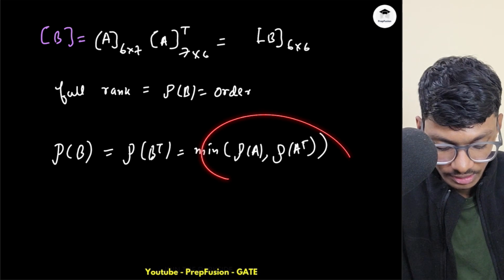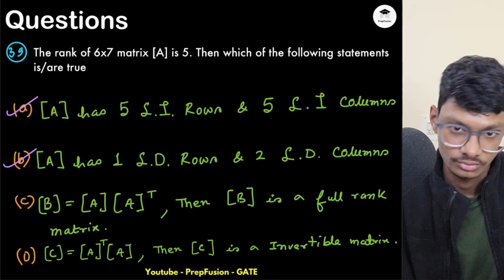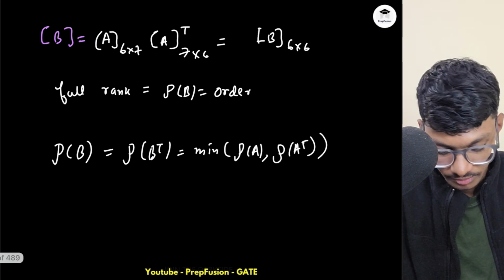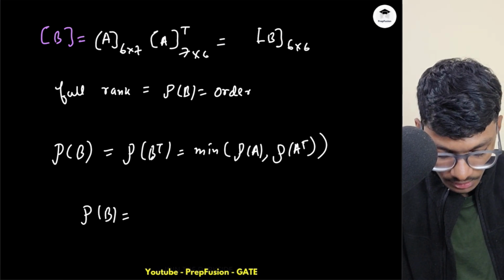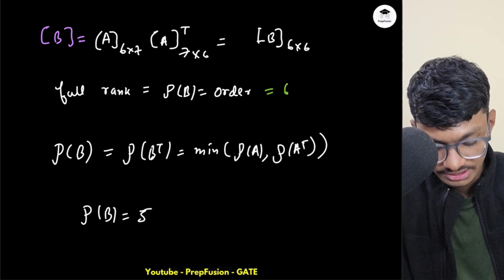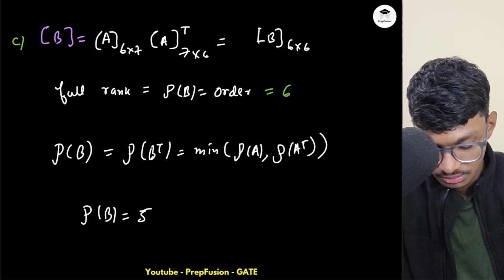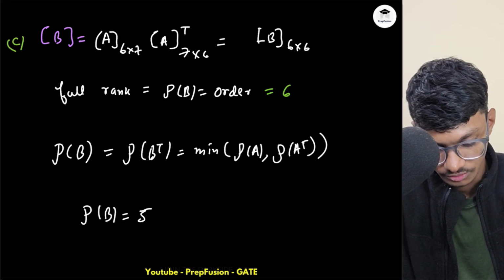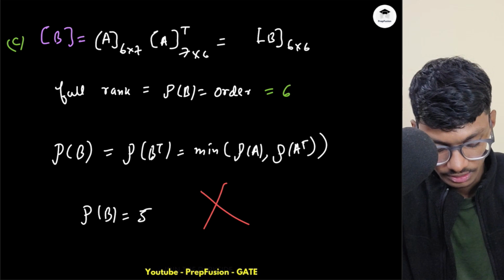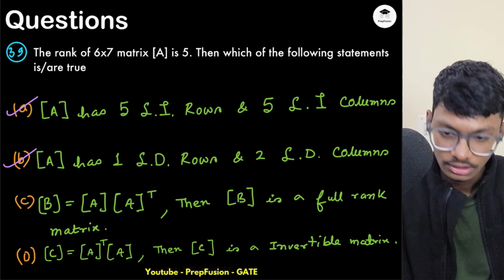Now for our case, the rank of A is 5, the rank of A transpose will also be 5, so the rank of B will also be 5. But it is saying it has to be equal to the order of the matrix, which is 6, so hence this option is also incorrect. So C is not the correct option. Let's go for the D option.